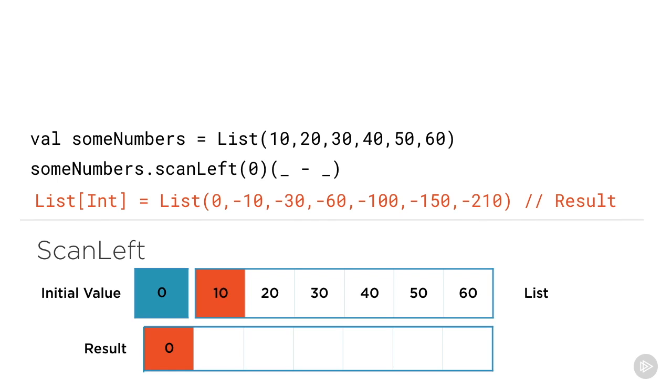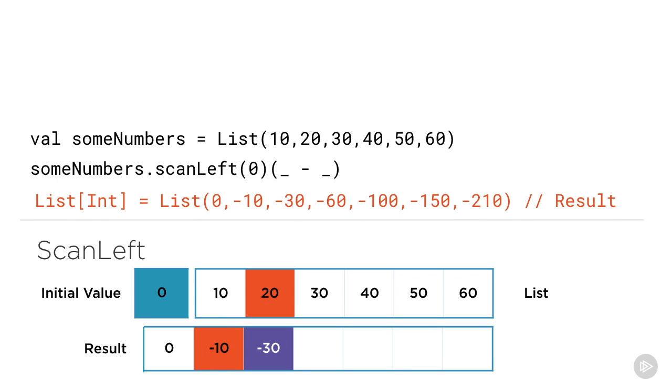Now, because the function object is treated left associatively, the operand on the left will be 0 and the operand on the right will be 10. And that means 0 minus 10 gives an answer of minus 10, which is then popped back into the result data structure. Now our result data structure has two values, 0 and minus 10, and the rinse and repeat can now begin. Scan left continues rolling towards the right.